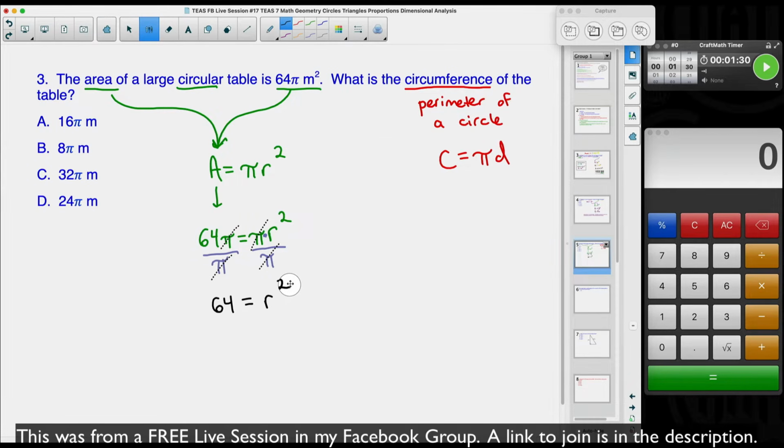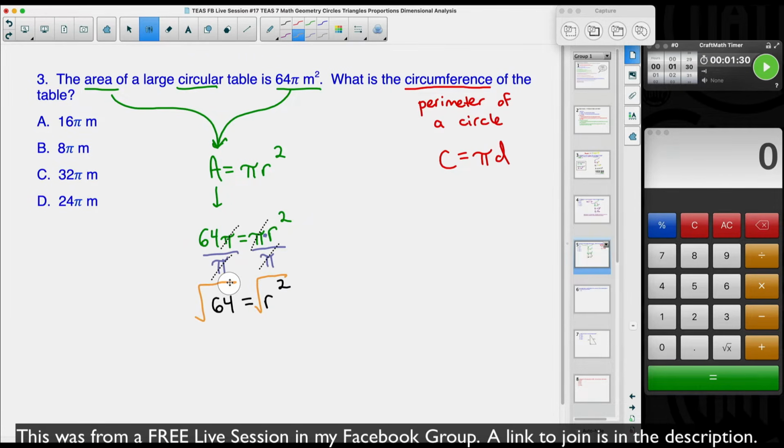Now this is actually a nice radius. Now remember, do not divide by 2. We're squaring. The opposite of squaring something is to take what's called the square root of both sides. And I do want to show you this on the TEAS calculator, or my calculator.